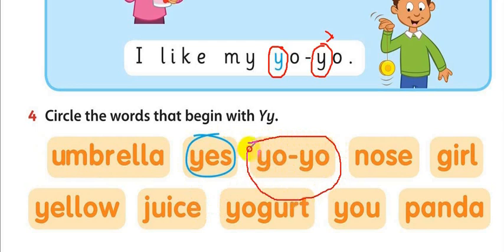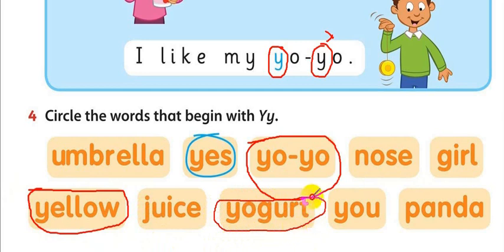Yo-yo. Good. Of course, the yo-yo is the yo-yo toy. Nose begins with N. Girl begins with G. Yellow. Yellow begins with Y. Juice begins with J. Yogurt. Yogurt also begins with Y. Yogurt. U. U also begins with Y.